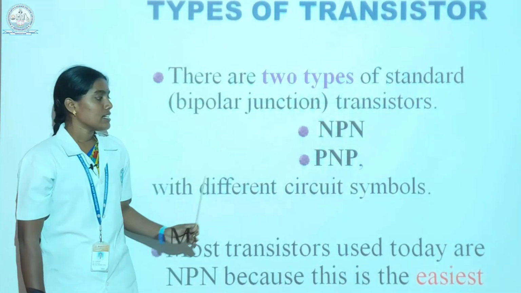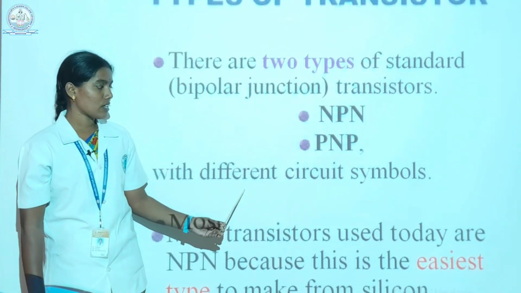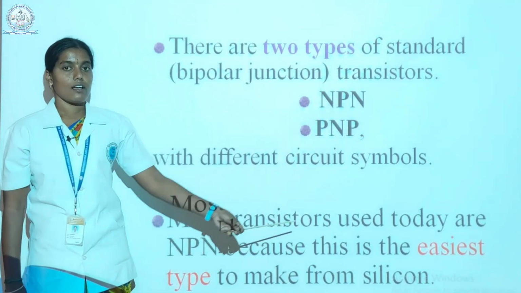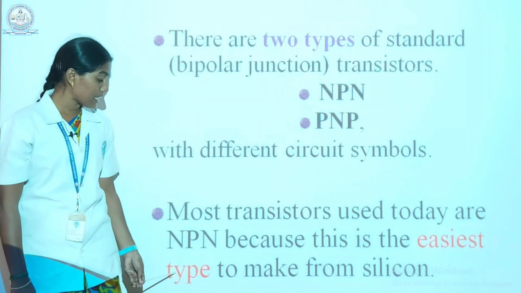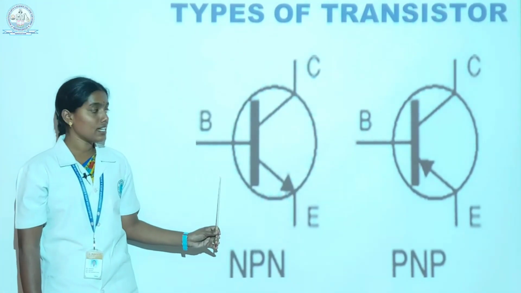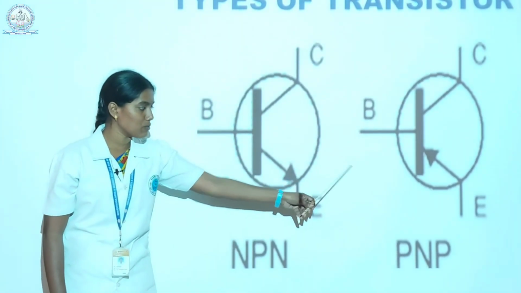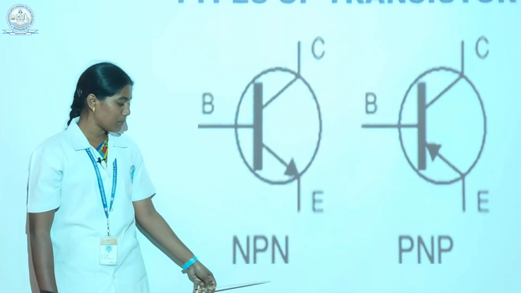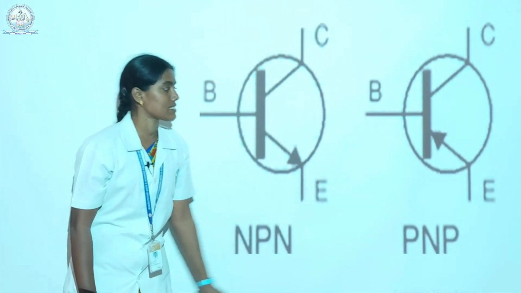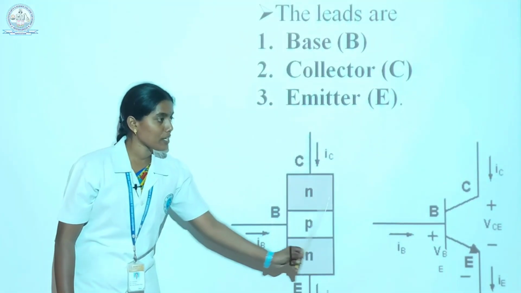Both types of transistor work equally, but the circuit symbols have a minute difference. The next slide I will explain. The most commonly used transistor is the NPN transistor because it is the easiest type to make from silicon. This is the circuit symbol of a transistor. Both are the same but differ only in the arrows, outward and inward. An outward arrow at the emitter indicates an NPN transistor, an inward arrow indicates a PNP transistor. The leads are named. This is the representation, this is the circuit of a transistor.